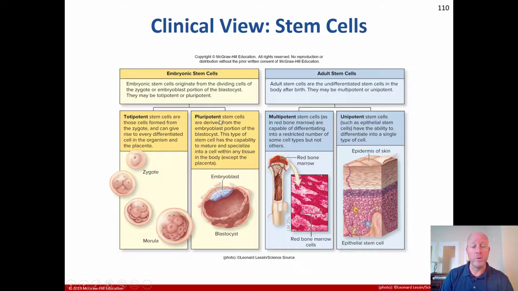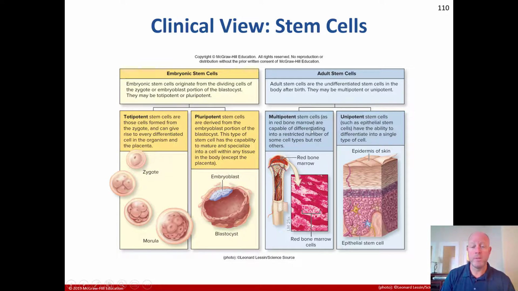Okay. Pluripotent stem cells are derived from the embryoblast portion of the blastocyst. Okay. And this stem cell has the capability to mature and specialize into a cell of any tissue in the body, except the placenta. Okay. The adult stem cells are the undifferentiated stem cells in the body after birth. They may be multipotent or unipotent.